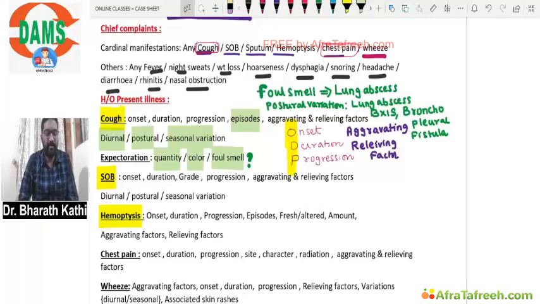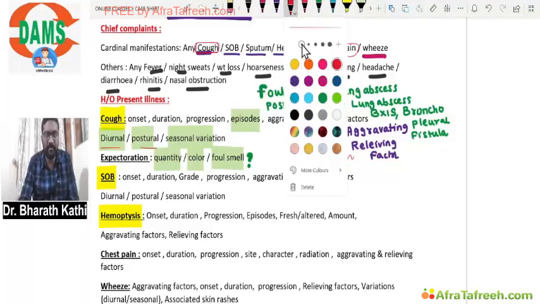So like all other symptoms, onset, duration, progression, episodes, aggravating factors, relieving factors, is there any diurnal variation? Is there any postural variation? Is there any seasonal variation?